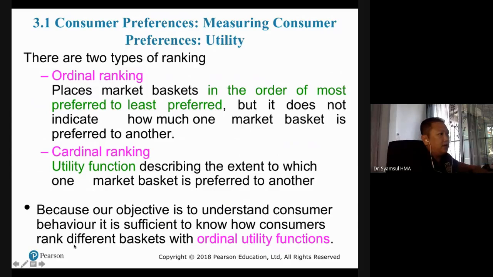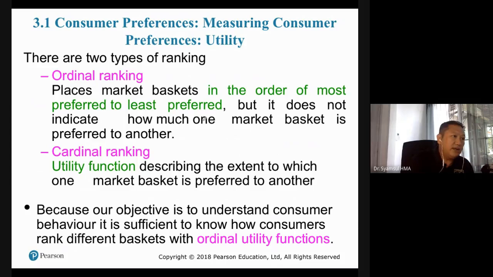Now there are two types. Ordinal ranking: in ordinal ranking we place the market baskets in order, from most preferred to least preferred, but it does not indicate how much.